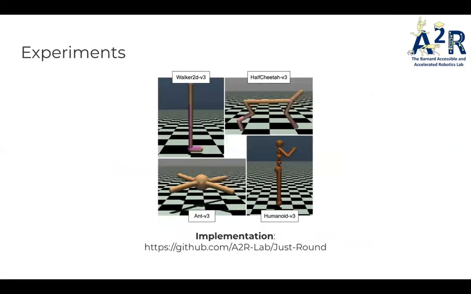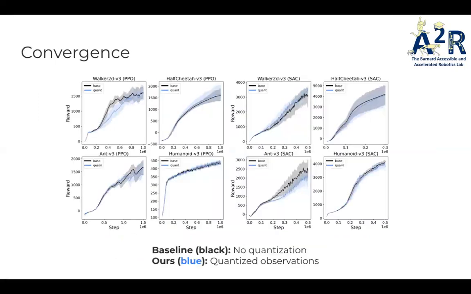We evaluate our quantization approach on 4 simulated robotic walking environments. Our full source code, along with examples, can be found at the given link. First, we show convergence results across all 4 environments using PPO and SAC with and without observation space quantization. We average results across 10 random seeds and find that convergence is not substantially impacted by our quantization.